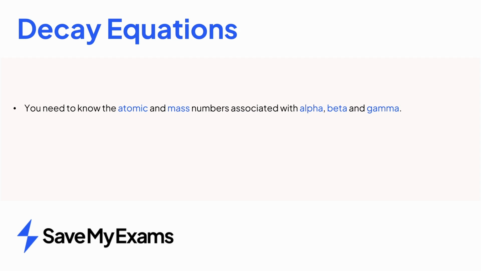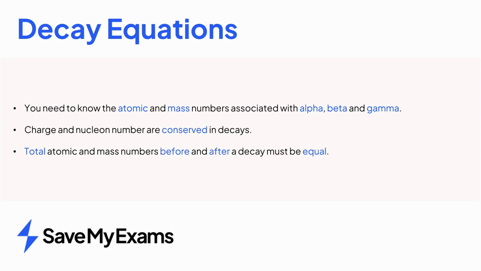In this video, we covered the different mass and atomic numbers associated with alpha, beta, and gamma radiation. We explained that charge and nucleon number are conserved in a decay, and that, as a consequence of this, total mass and atomic numbers before and after the decay must be equal.